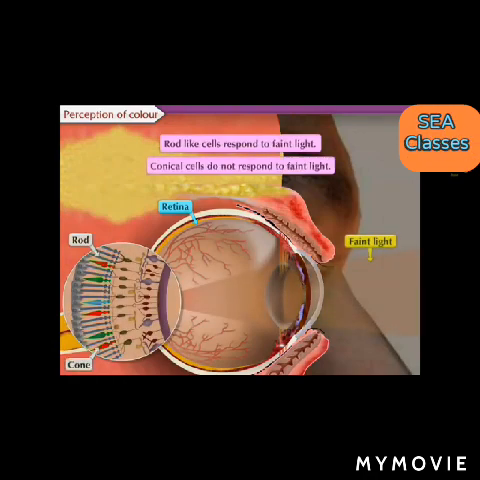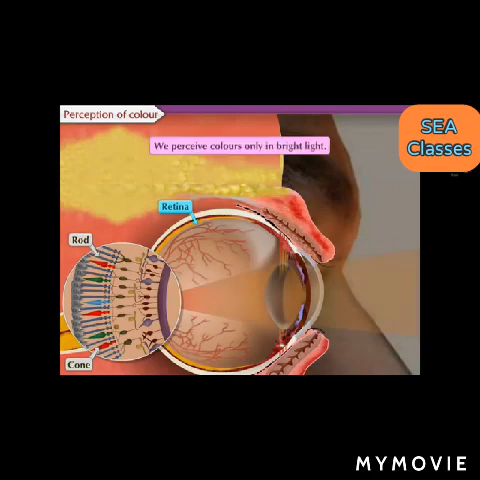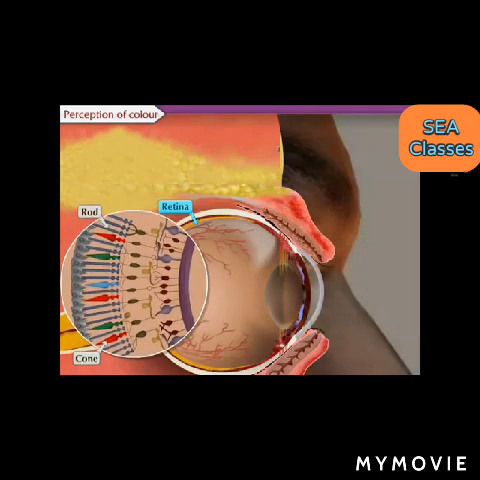Rod-like cells respond to faint light also, but conical cells do not. Thus, we perceive colors only in bright light. The conical cells can respond differently to red, green and blue colors. When red color falls on the eye, the cells responding to red light get excited more than those responding to the other colors and we get the sensation of red color.